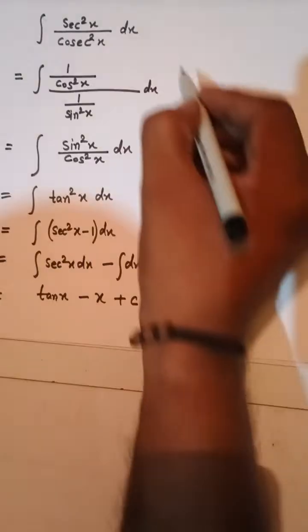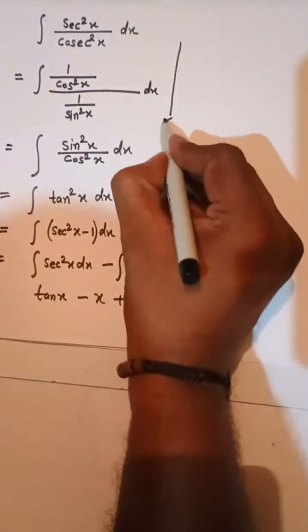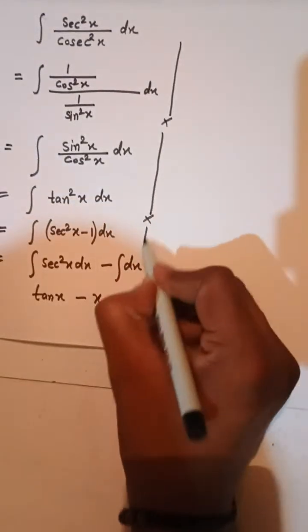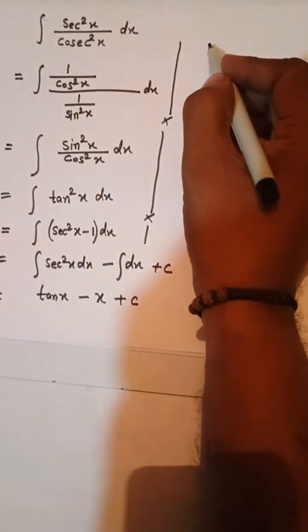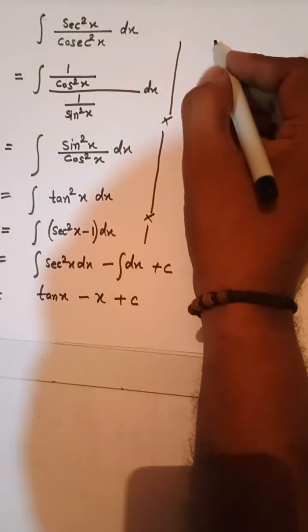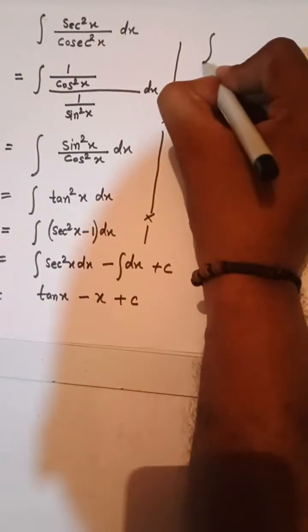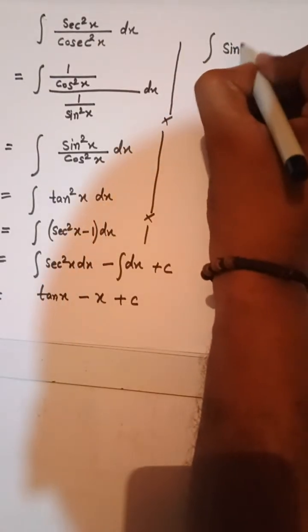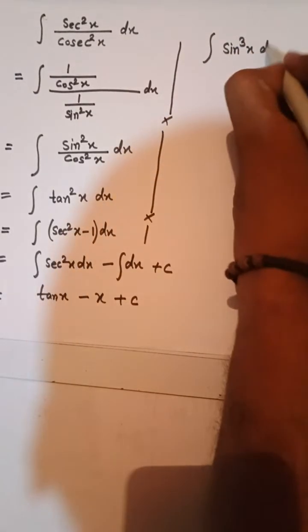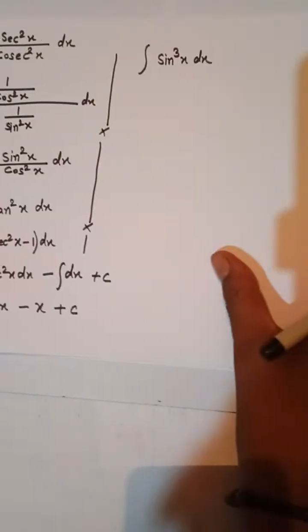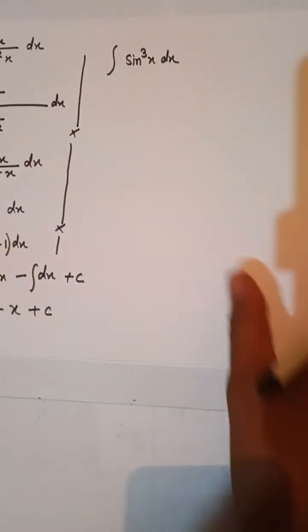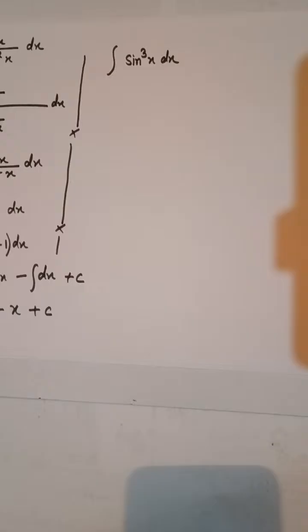I'm giving you another question. Let's try. We have integration of sine cube x into dx. We know that integration of sine x into dx will be minus cos x. But here we have sine cube x. How can we approach this problem?